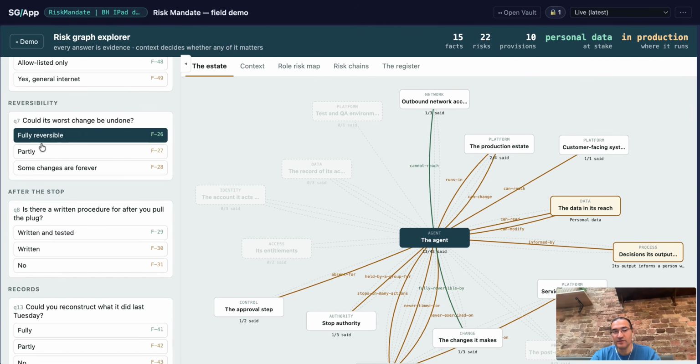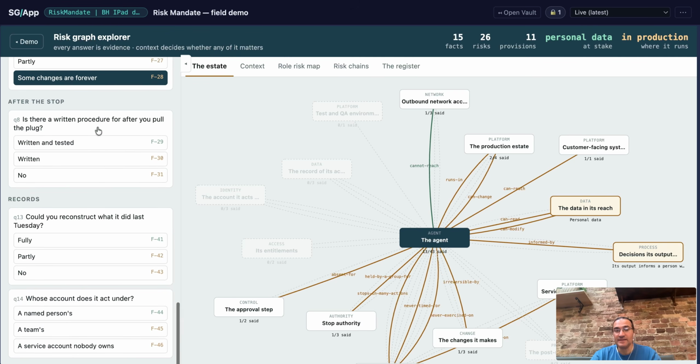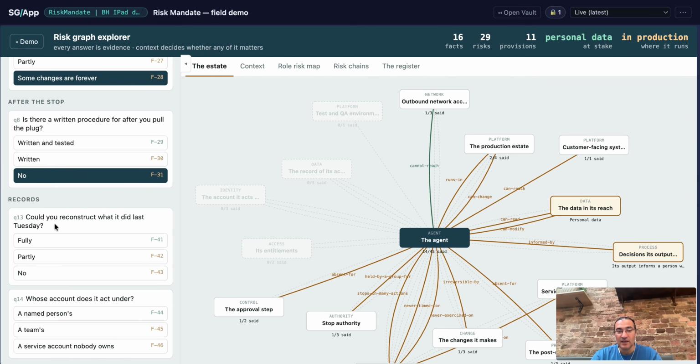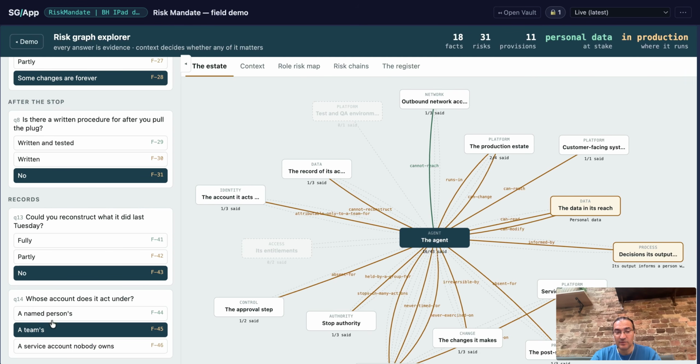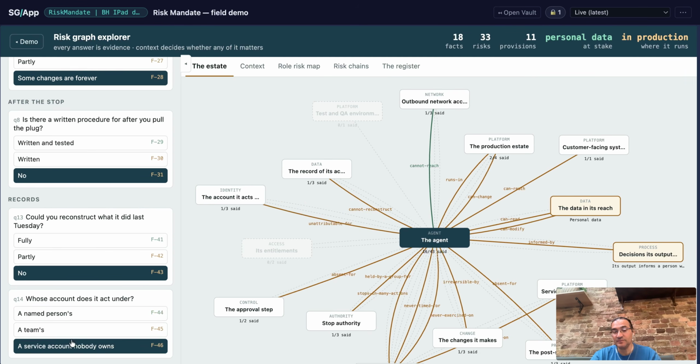So let's say you have fully reversible versus not, or some change of whoever, which is important, right? Is there a written procedure for how you pull the plug? You tested it, you've written it, you don't have it. Could you reconstruct what you did, for example, every day, right? Or do you have it fully or partially or no, right? Because sometimes you have backups, but they do not allow you to restore specific things, and whose account it is, right? A service account, a named person, a team, right? So what is actually, for example, the flow that happens.